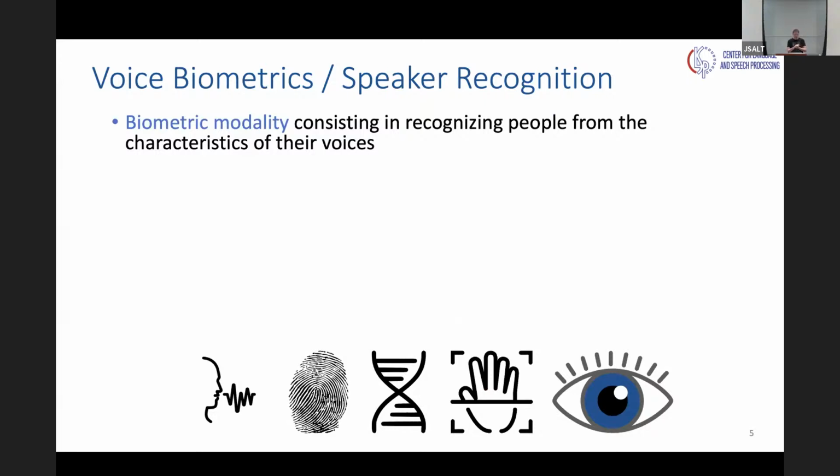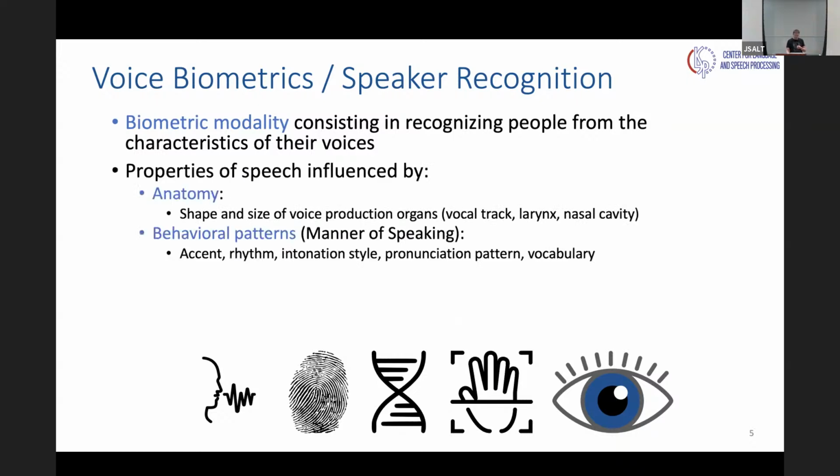So here in this tutorial, as I said, we are going to talk about voice biometrics, also called speaker recognition. Basically, speaker recognition is a biometric modality consisting of recognizing people from the characteristics of their voices. Why can we do that? It's because our speech is influenced by two factors. First, the anatomy of the individual, basically the shape and size of the voice production organs, like the vocal tract, larynx, and nasal cavity. It changes the resonant frequencies of our speech, and that will allow us to differentiate one person from others. Also, there are behavioral patterns that we call the manner of speaking.